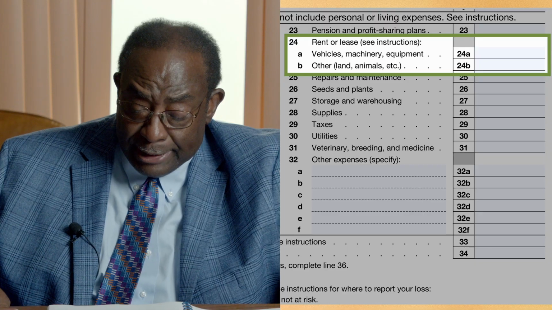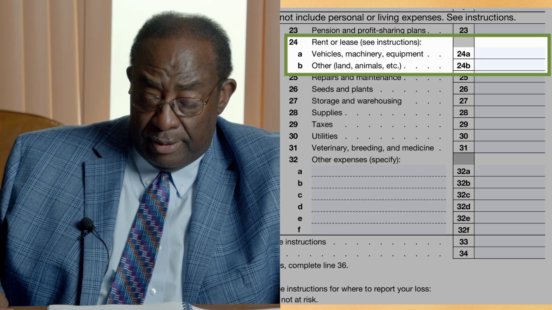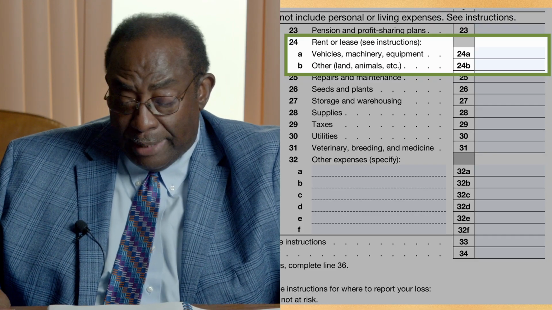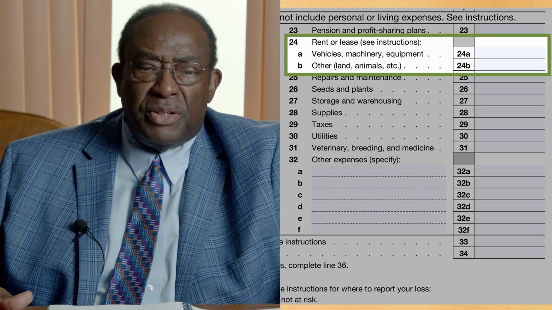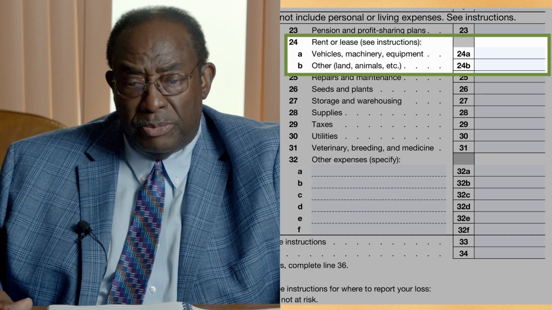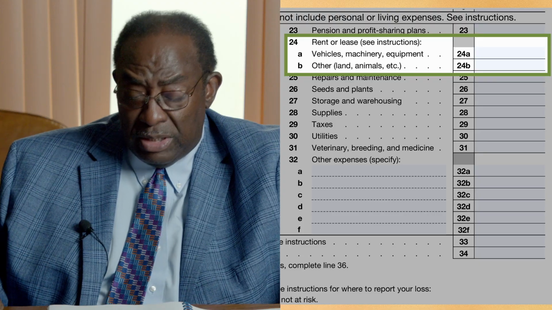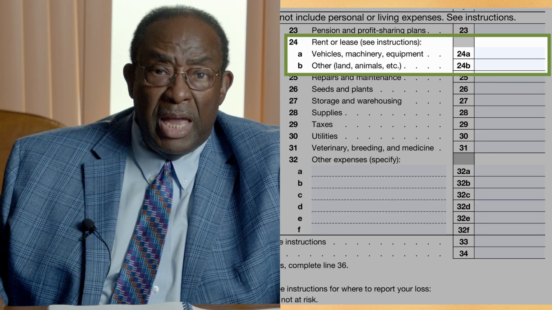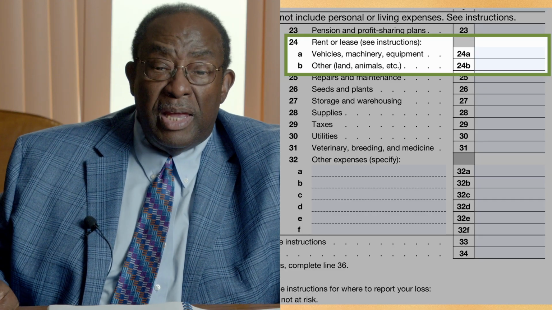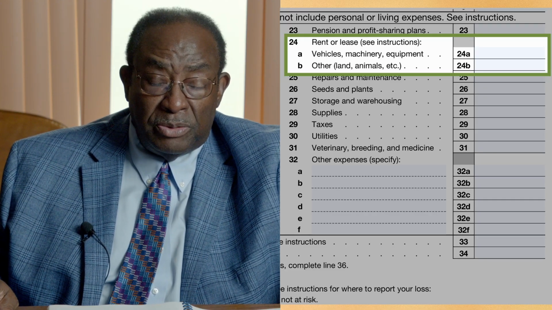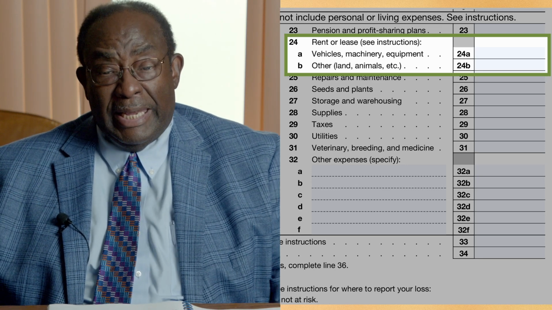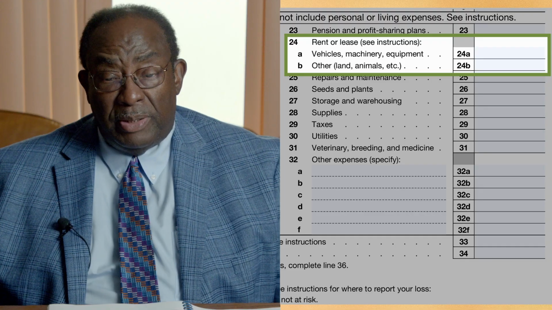All right, line 24, rent or lease of vehicles, equipment, or land. So if you're leasing a truck to haul your grain and produce, you lease your freezer truck that you haul your vegetables with, or if you just lease the land that you use for farming, it goes right on that line. Most of us have land or equipment that we rent if we grow produce and vegetables and soybeans or cotton or whatever it is. Sometimes you rent the land, and so we want to make sure you put that rent there.